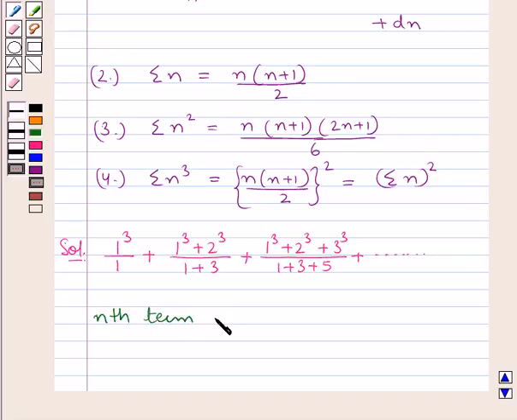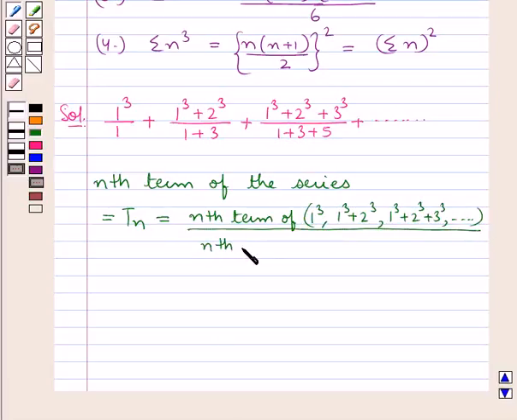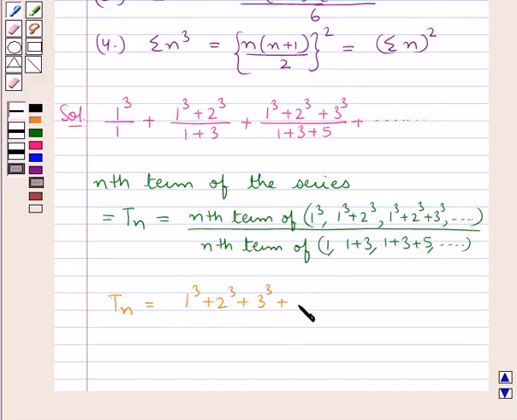Now, the nth term of the series, given by Tn, would be equal to the nth term of 1 cube, 1 cube plus 2 cube, 1 cube plus 2 cube plus 3 cube and so on, upon the nth term of 1, 1 plus 3, 1 plus 3 plus 5 and so on. So we have Tn is equal to 1 cube plus 2 cube plus 3 cube plus and so on plus n cube, and this whole upon 1 plus 3 plus 5 plus and so on plus n.